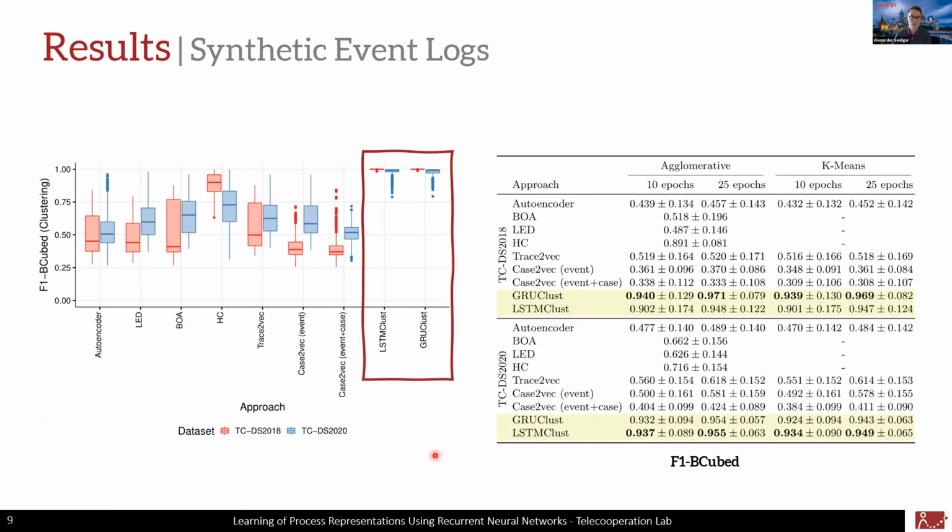And what we can see immediately from the figure itself is that there are high variations between all the results here. For all the other approaches the variance is very large, whereas compared to the neural network approaches, it is very small.